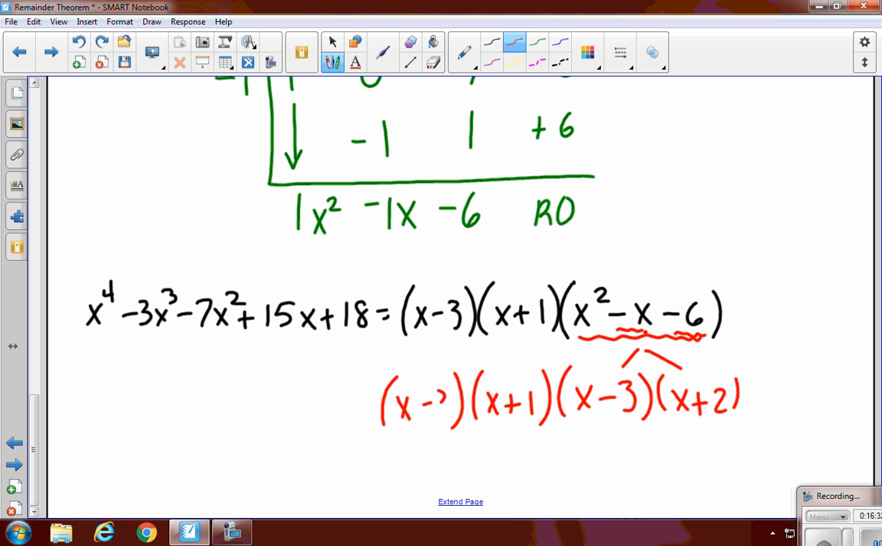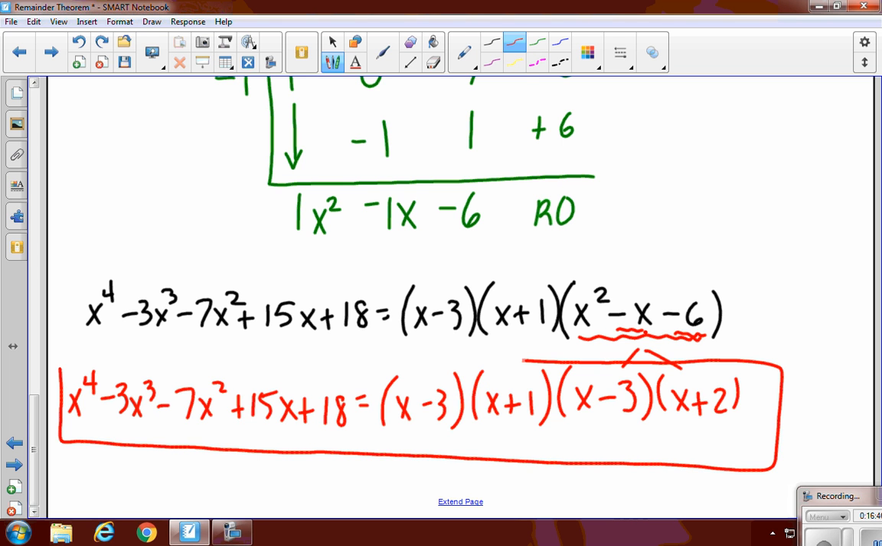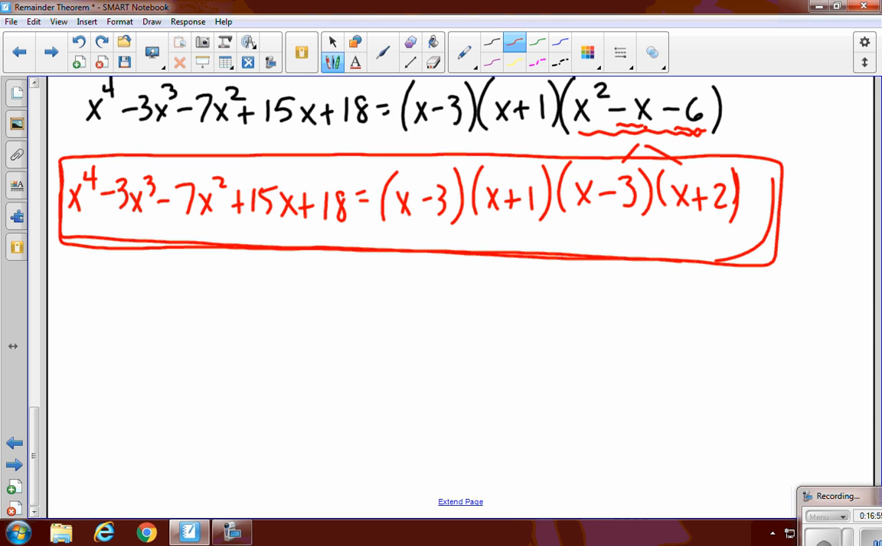We have x minus 3. And now if we examine this, x to the fourth minus 3x cubed minus 7x squared plus 15x plus 18, this very large quartic function, fully factored, breaks down to these 4 factors. It means if I was to FOIL or multiply all 4 of these factors, we'd get that quartic function. So that's the final answer.